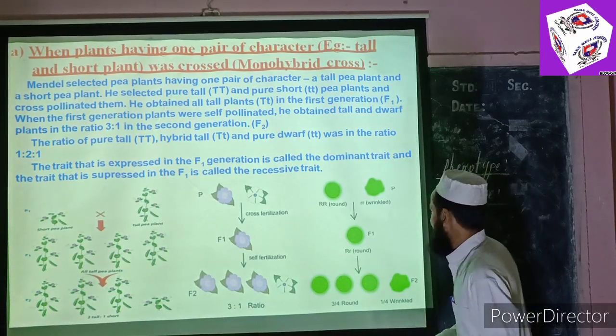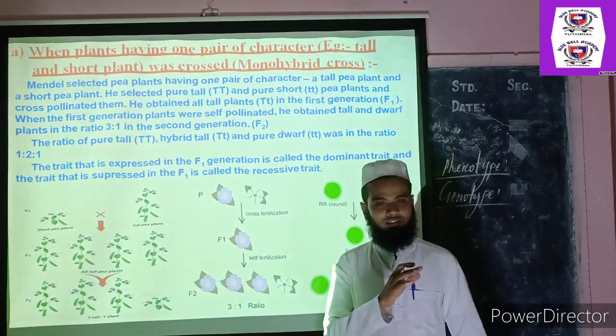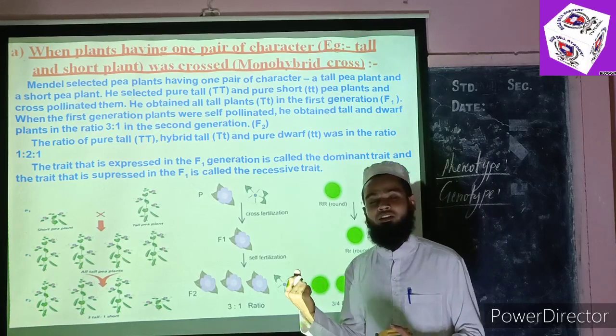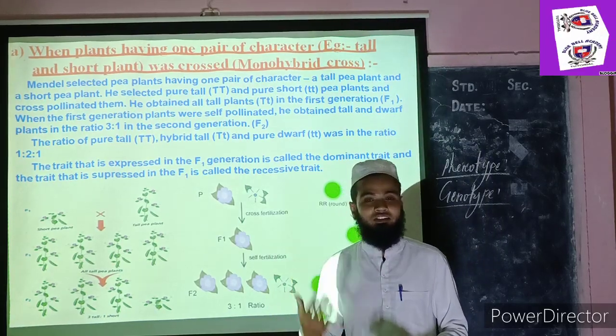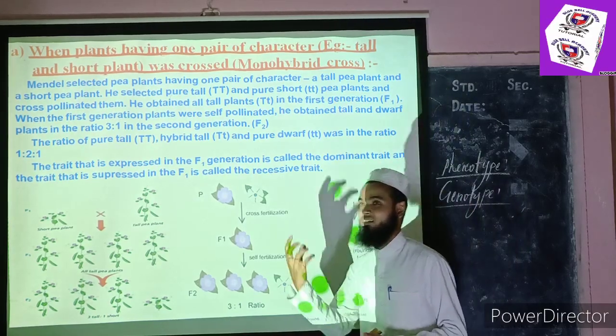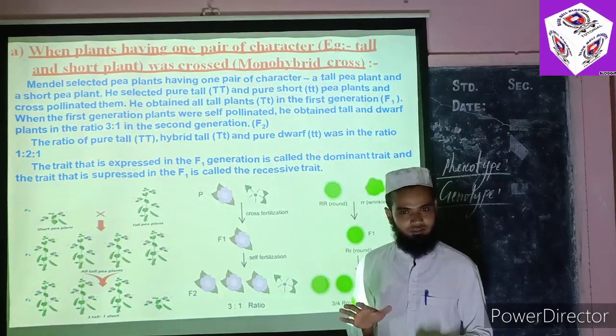Okay. In the same manner, another one we have is dominant and recessive characters. The character which expresses itself without the aid of any other is considered as a dominant character. The character which remains suppressed is considered as a recessive character.